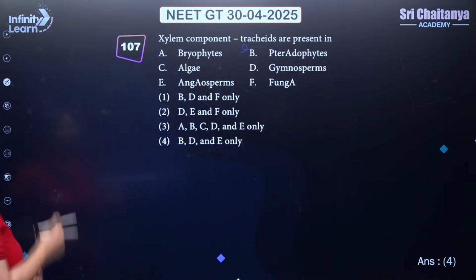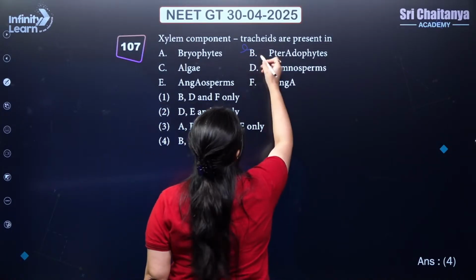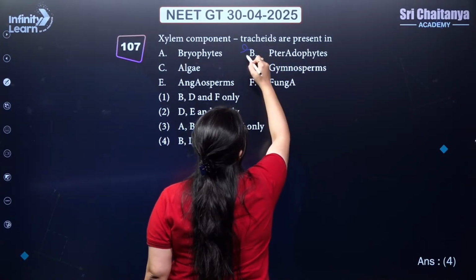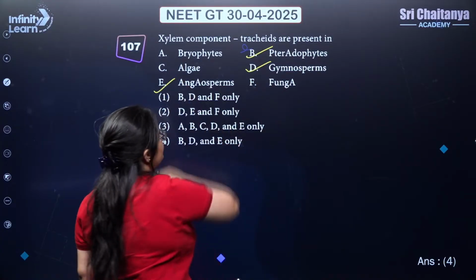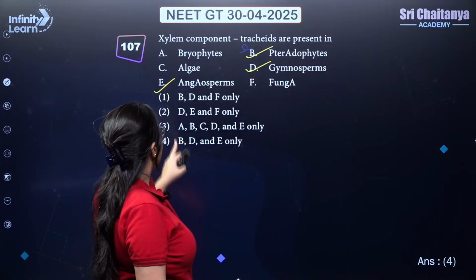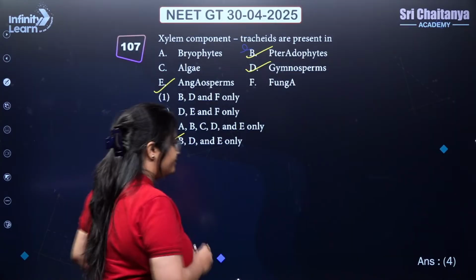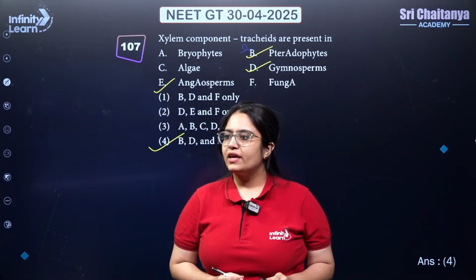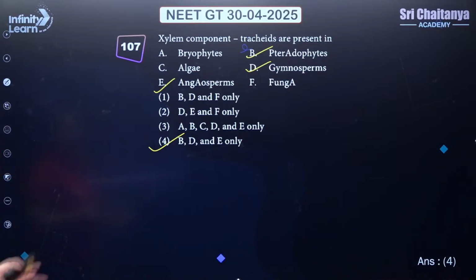Xylem component tracheids are present in. So tracheids will be there in pteridophytes, gymnosperms and angiosperm. So B, D and E only. Answer is 4. Clear? Let me know if there are any doubts in any of the question or option explained so far. Answer 4.